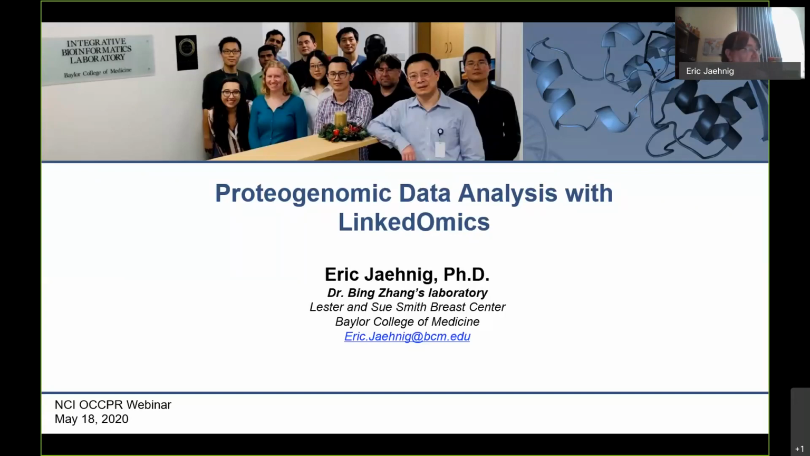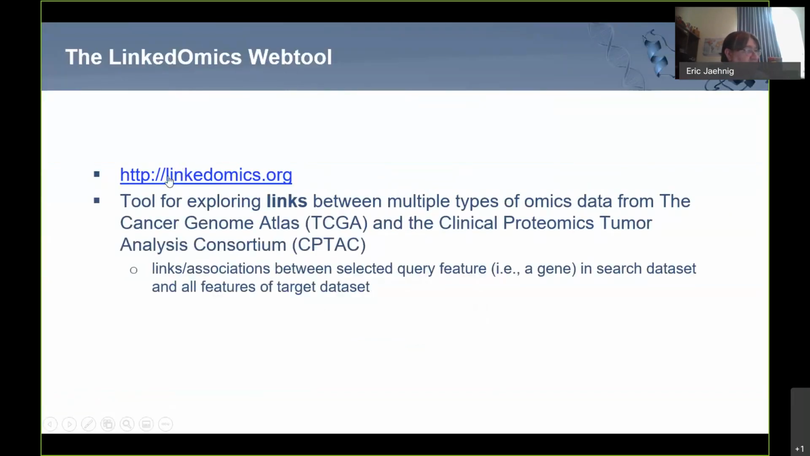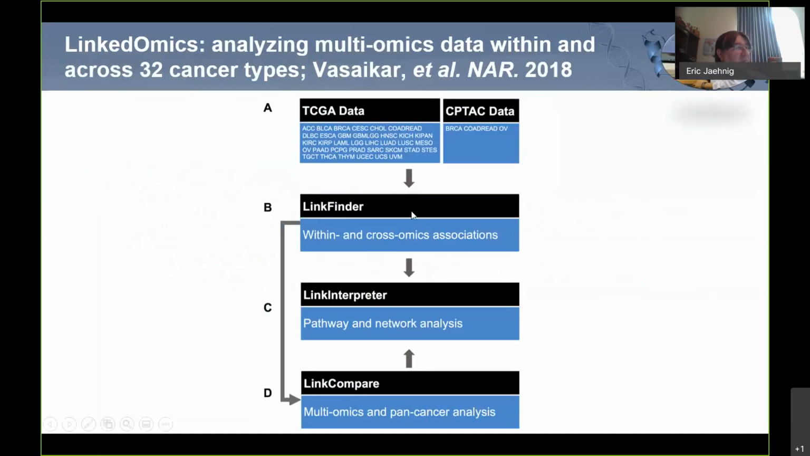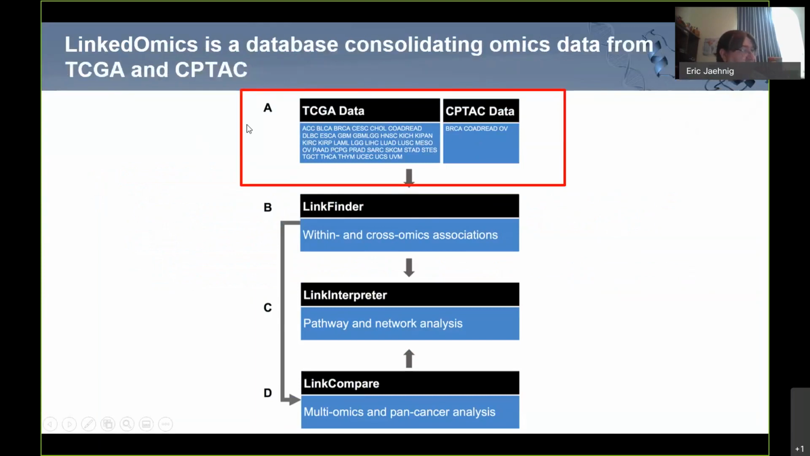LinkedOmics is a web tool that can be accessed at the linkedomics.org website. It's a tool for exploring links or associations between a query feature or attribute in one data set and all of the features of another data set. LinkedOmics was primarily developed by Suhas Vasaikar, a former research associate in the lab, and it consists of 4 components. The first component is essentially a database that consolidates all of the data from TCGA and CPTAC.